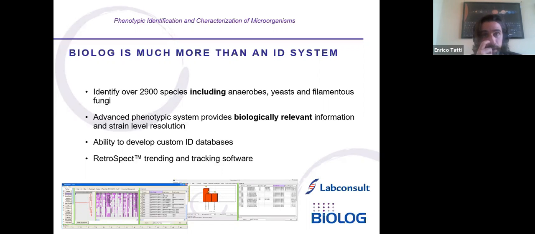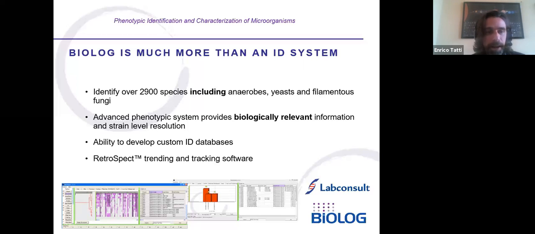This is really important. It doesn't give you only a name, but it gives you also biological information that is important for strain level resolution, but also to QC your own results. So you can understand if your result is good with Biolog, and how good it is and how trustable it is. It's not just a name.